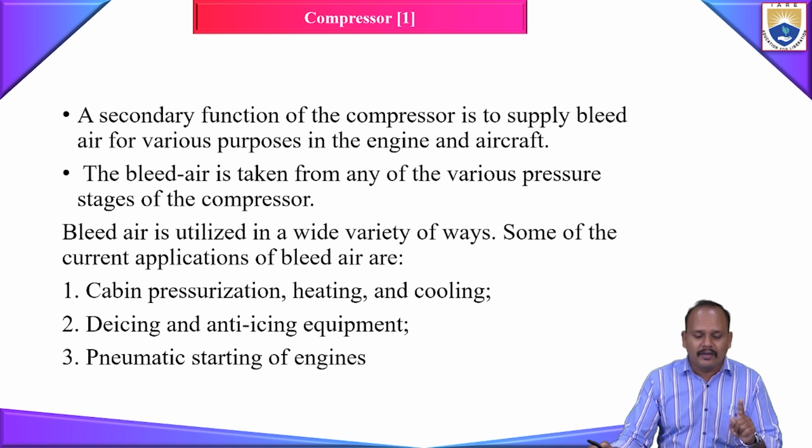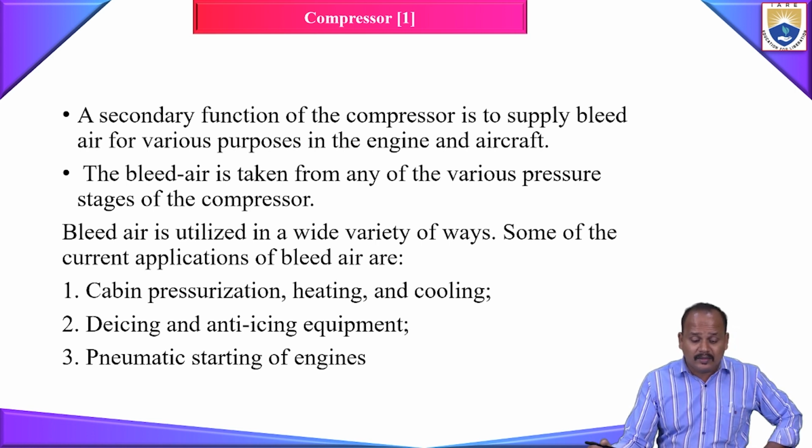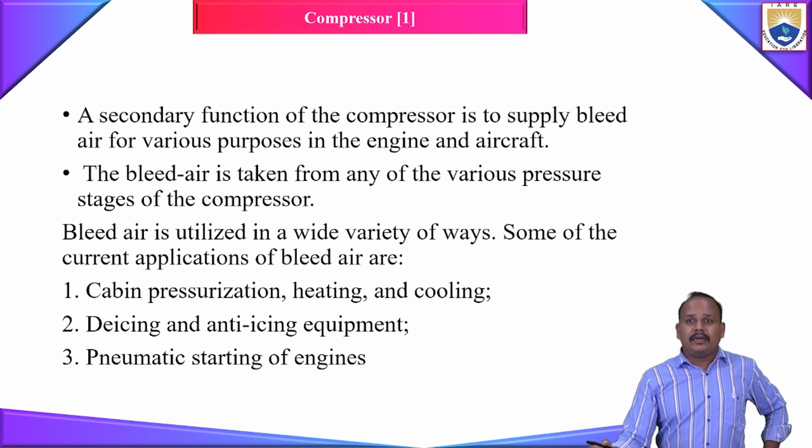So how do we pressurize? Basically we take the high pressure air from your compressor, this bleed air, and we use that air to pressurize our cabin, either for heating or cooling purposes. At that 12 kilometer altitude, your outside temperature is around minus 50, a very, very low temperature, so we have to provide either heating or cooling, depending. Another application of your bleed air is de-icing and anti-icing equipment.